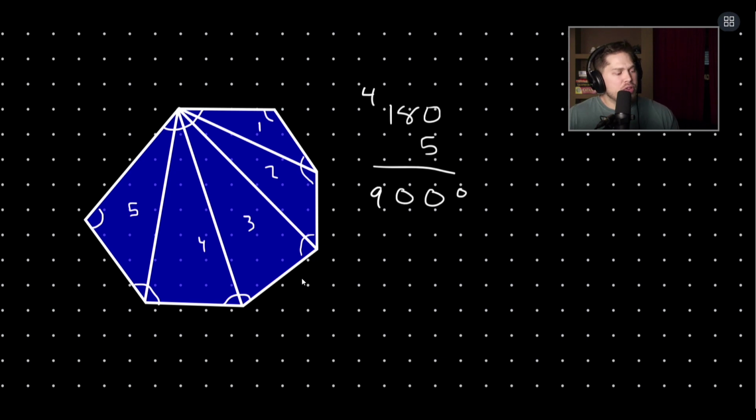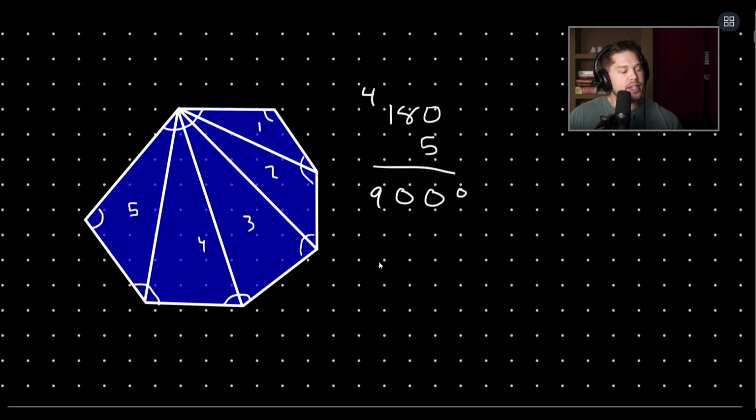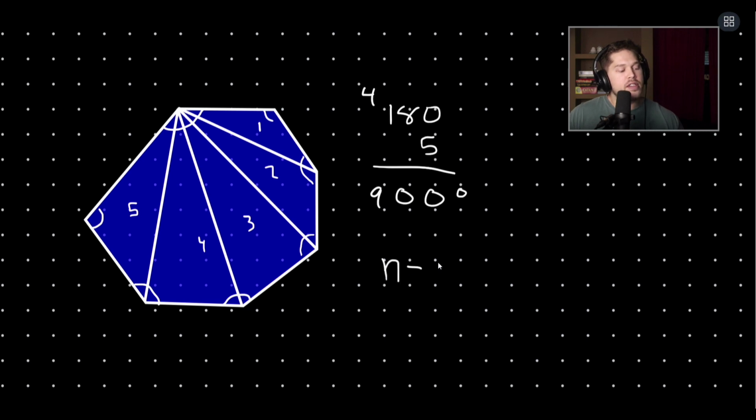Excellent, excellent. So is there a generic formula to find this, or are we going to have to draw triangles all the time? Well, there actually is a generic formula to find the total interior angle measurement of your polygon, and that's taking the number of sides. Here, let me write it down here. That's taking the number of sides, subtracting 2, and then multiplying by 180 degrees.